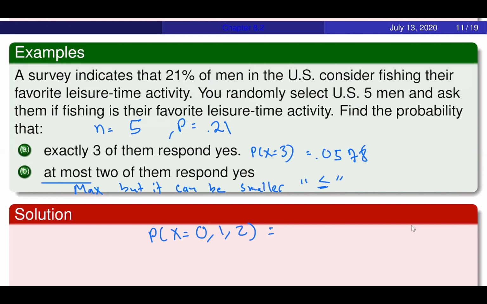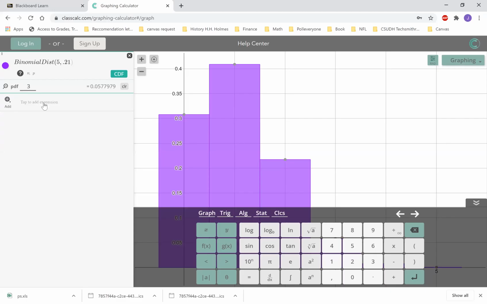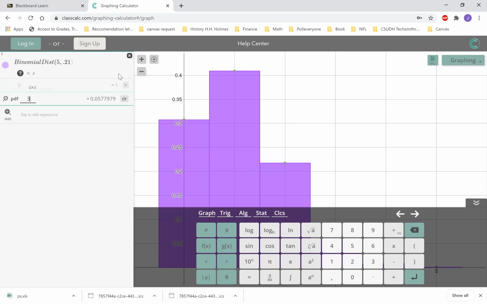All right, so let's go back to the calculator. Now instead of doing PDF, we're going to do CDF. Because if you look at it, since I have a range of numbers, that's when you want to use CDF. For CDF, we're going to say the lowest it could be is 0. The highest it could be, well, we said it was 2. So if you look at that one, we get the probability is 0.9341. And that's it for this binomial distribution.